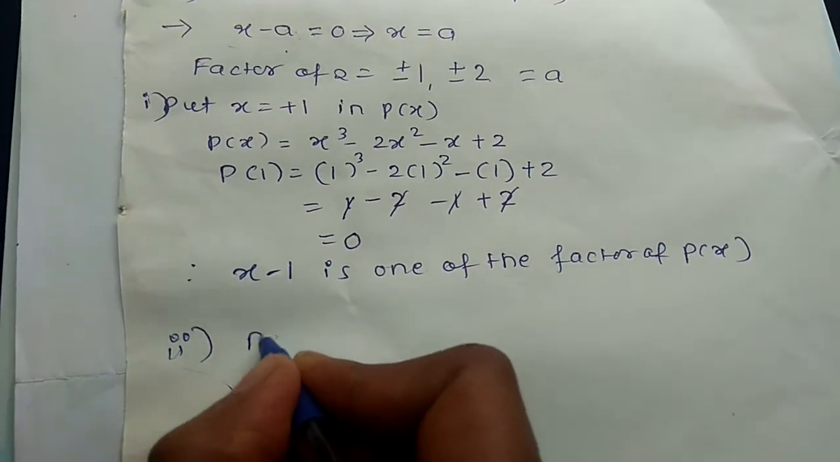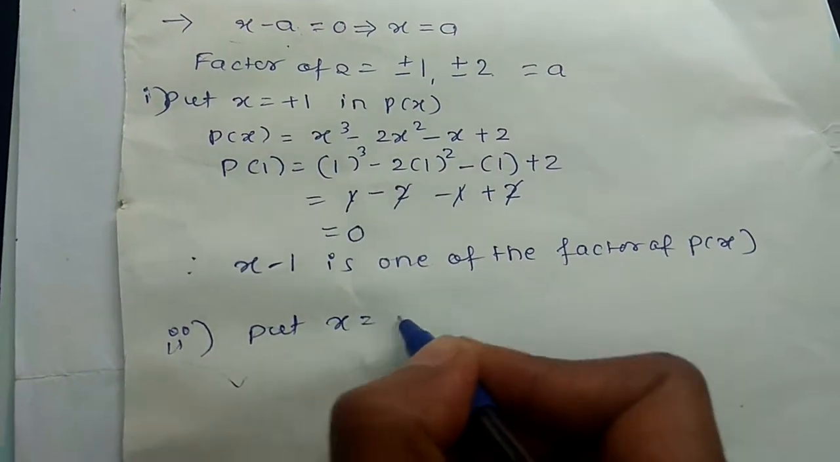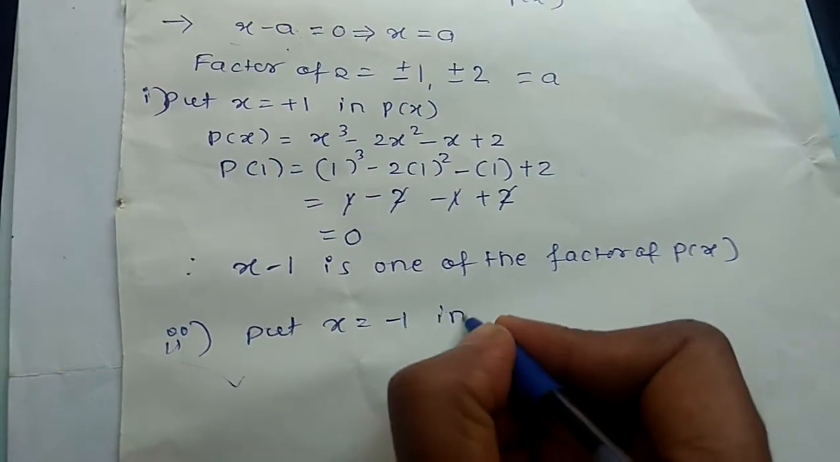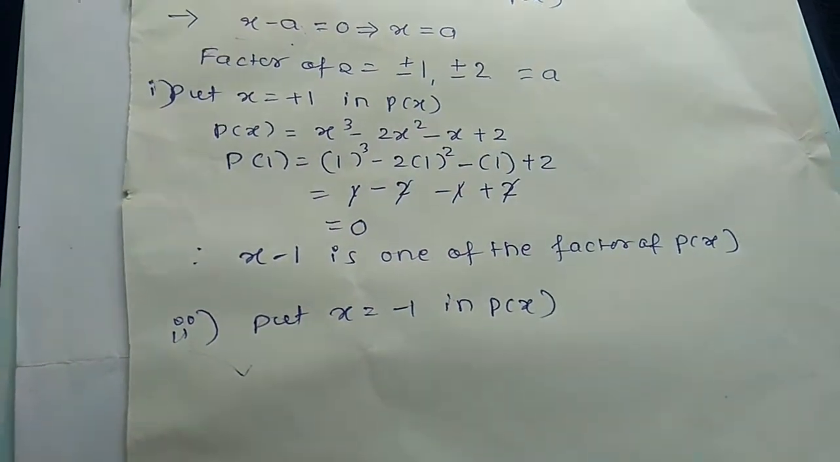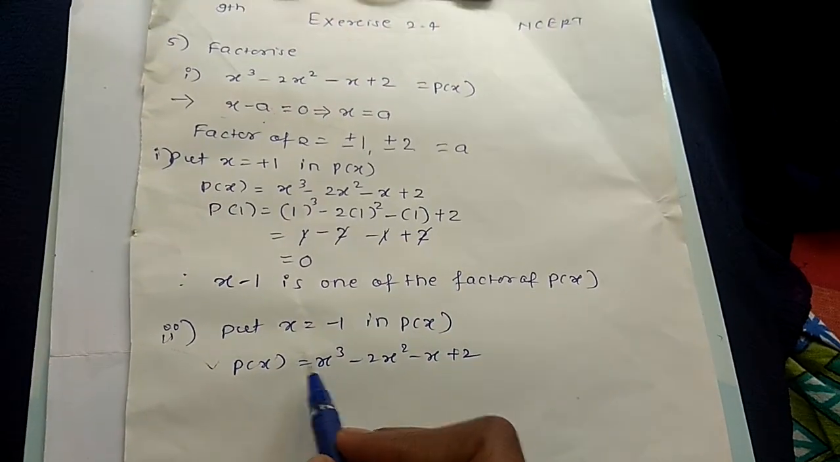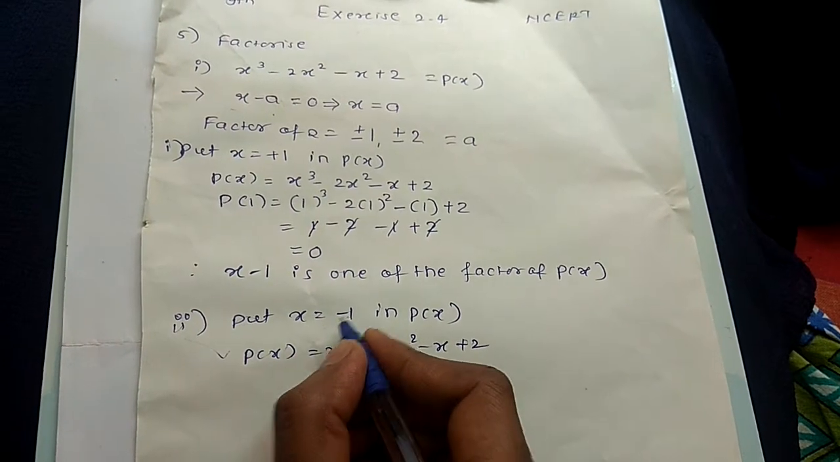minus 1. So put x equals minus 1 in the given polynomial in x. This is our polynomial, so wherever there is x, you have to put minus 1.